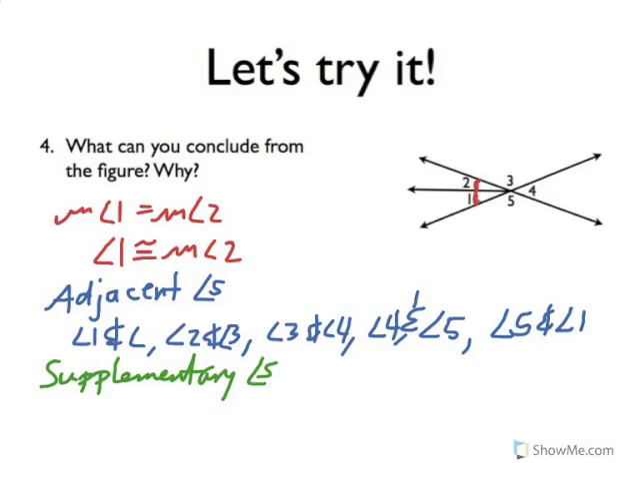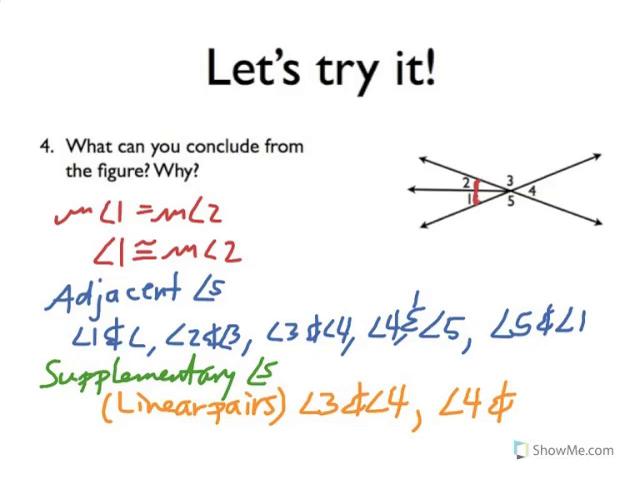And they are supplementary angles specifically because in this case, they are linear pairs. Angle 3 and angle 4 form a linear pair, and therefore they are supplementary. Also, angle 4 and angle 5 form a linear pair, so they are also supplementary. Does all of that make sense?